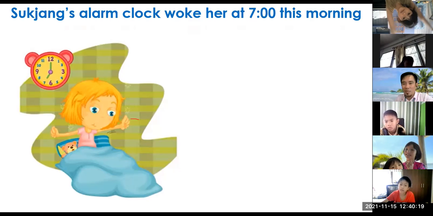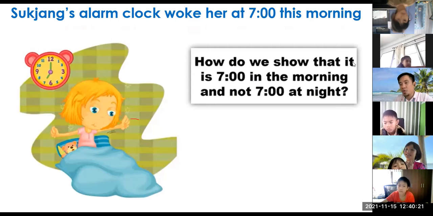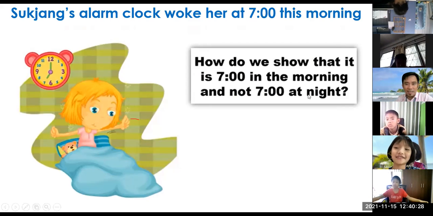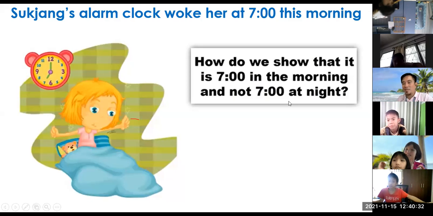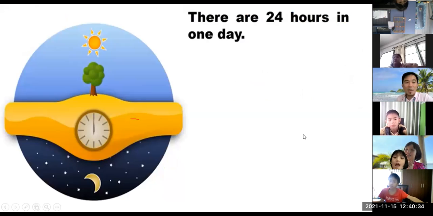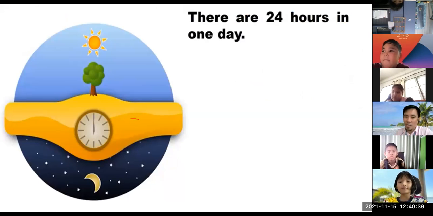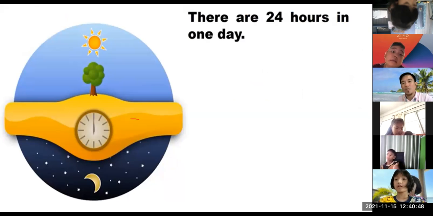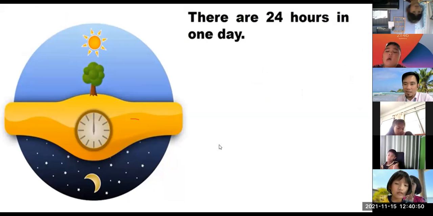7 this morning. How do we show that it is 7 in the morning and not 7 at night? Now, there are 24 hours in one day. One day, 24 hours. 2 days, 48 hours. We will learn it later, so we will just focus here first. There are 24 hours in a day.